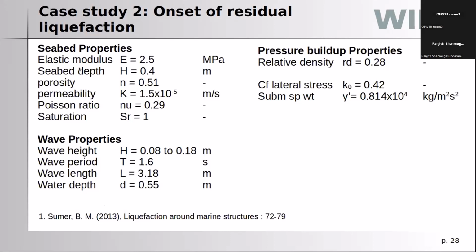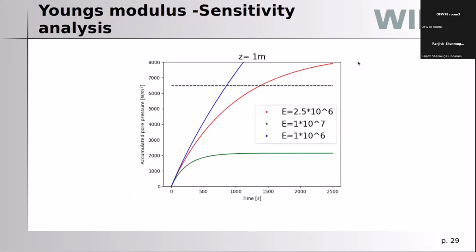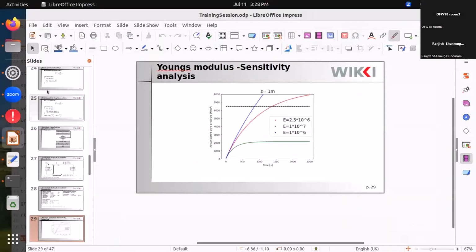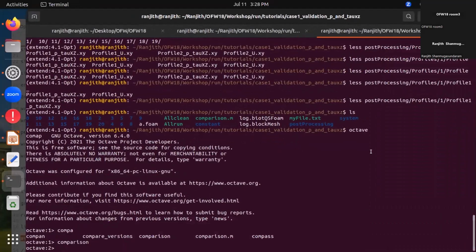For that, I have a few other properties: the relative density of the soil, the coefficient of lateral stress, and the submerged specific weight. From the relative density of the soil, we can calculate the coefficients we had in the number of cycles of liquefaction term. These are the alpha and beta coefficients. Next, I just wanted to show you the case.